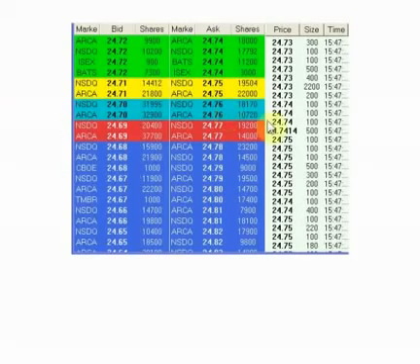And I also teach you this part here with the colors is called level 2, and this is time and sales. It's very helpful to learn how to use this when you're day trading. It will also tell you if there's more buyers or sellers at any given time.